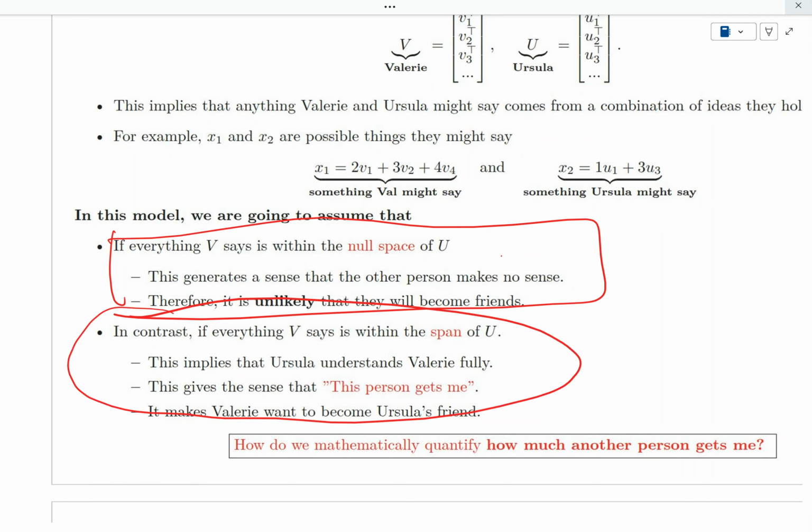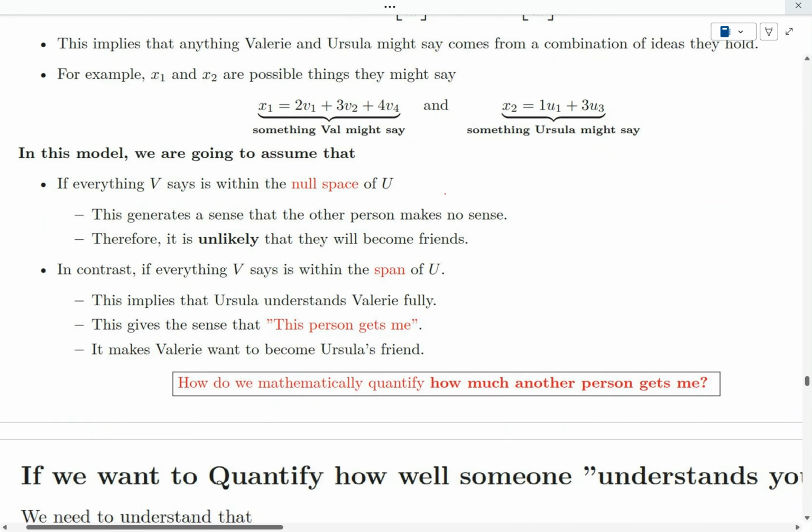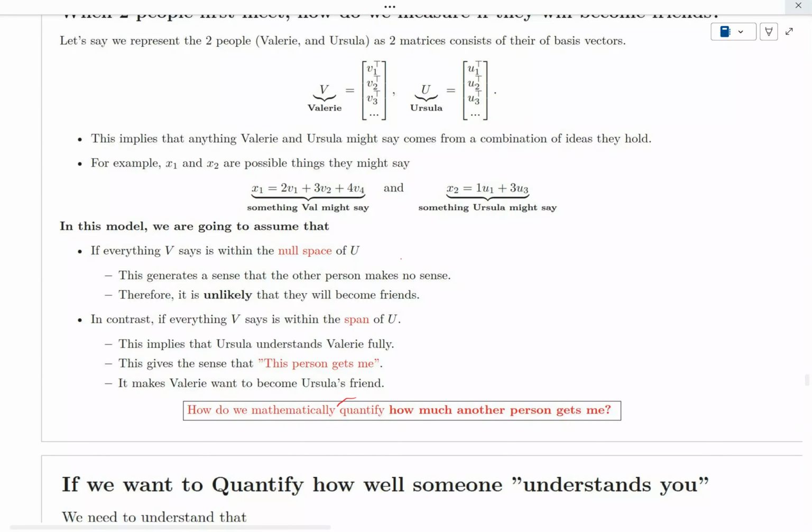And whether it's in your span or in your null space, this dictates how you feel towards that person, because whether this person understands you or not is a big determining factor. So mathematically, how do we quantify how much a person gets me? How do we mathematically quantify that?